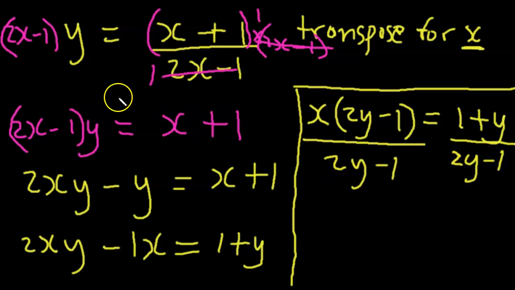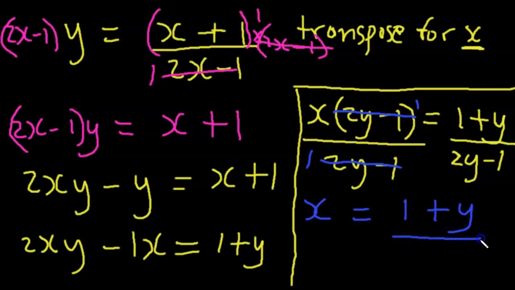2y minus 1 into itself, 1 time. And on the other side, divide by 2y minus 1. So x is equal to 1 plus y or y plus 1, whichever you want to put, all over 2y minus 1. And that's it.